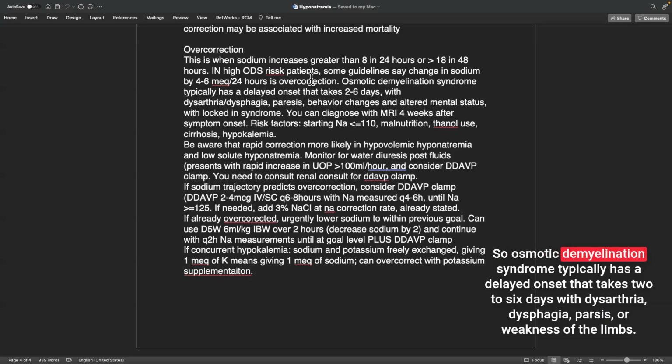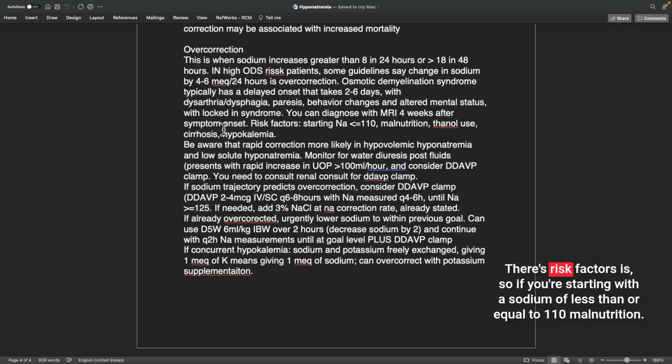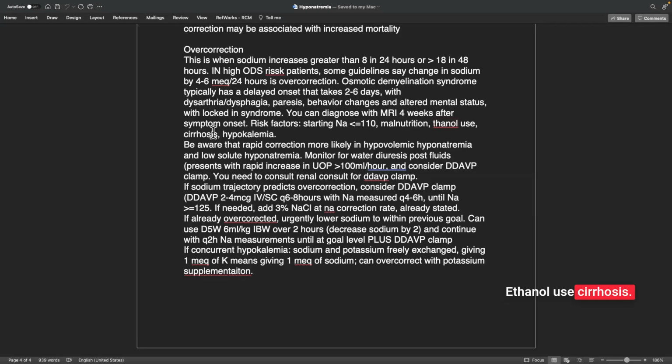So osmotic demyelination syndrome typically has a delayed onset of 2 to 6 days with dysarthria, dysphagia, paresis or weakness of the limbs, behavior changes, and altered mental status with locked-in syndrome. You can diagnose with an MRI 4 weeks after the symptom onset. The risk factors are starting with a sodium of less than or equal to 110, malnutrition, ethanol use, cirrhosis, and hypokalemia. These are the risk factors that will predispose you to overcorrection.